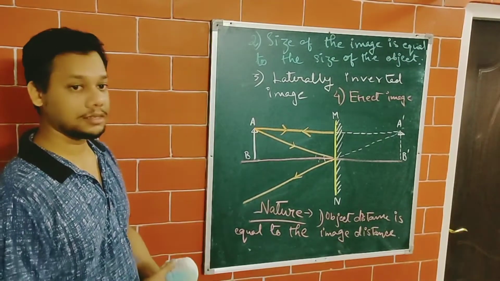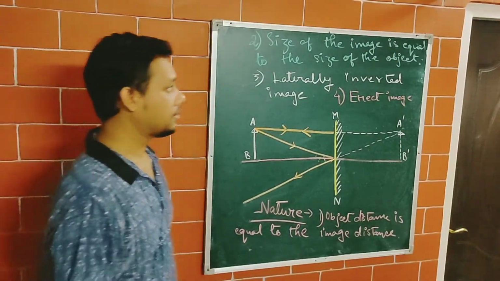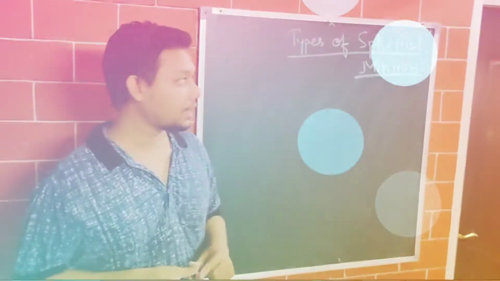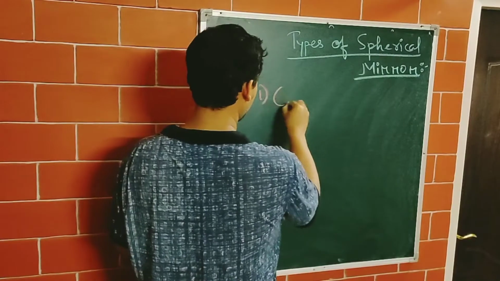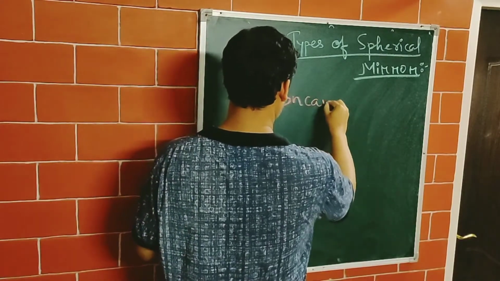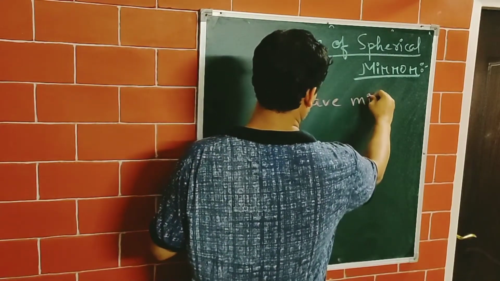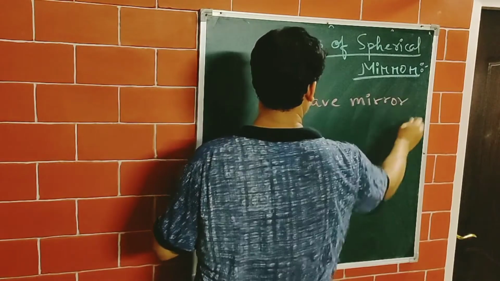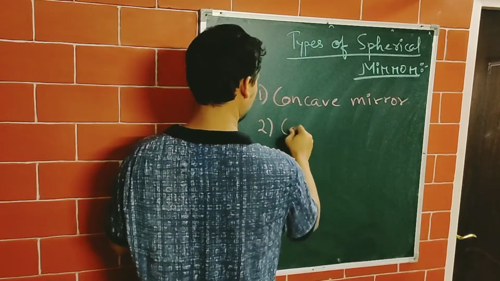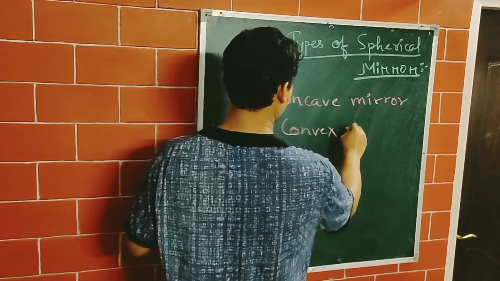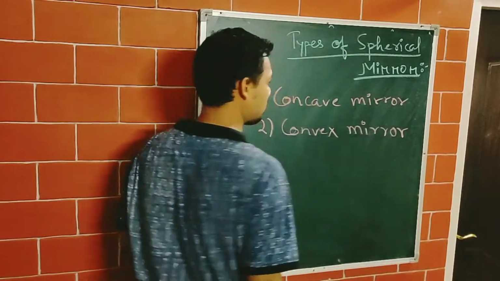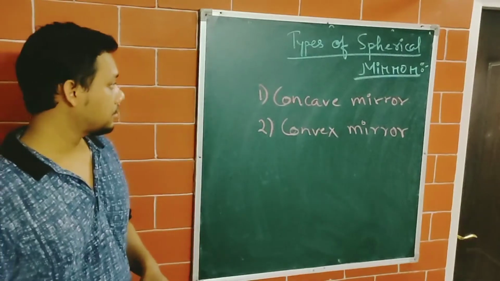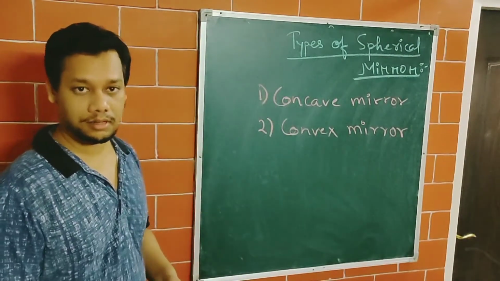Next, we will see what the different types of spherical mirror are. There are basically two types of spherical mirror: number one, concave mirror, and number two, convex mirror. First we will see what a concave mirror is.